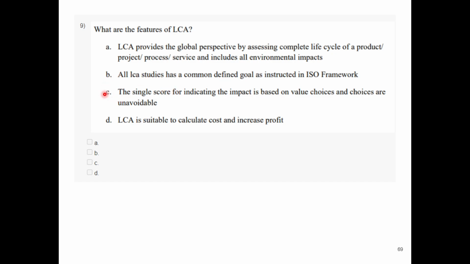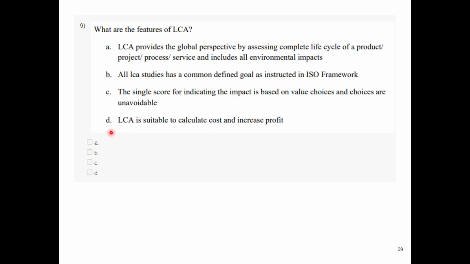C, the single score for indicating the impact is based on value choices, and choices are unavoidable. So that is true. The score will be dependent on the choices we take. The indicators we choose, the midpoint indicators, endpoint indicators, the weights, and the interpretation. So everything will depend on, and be based on, our choice. There is no scientific reference to that. So choices are unavoidable. We have to take quality choices.